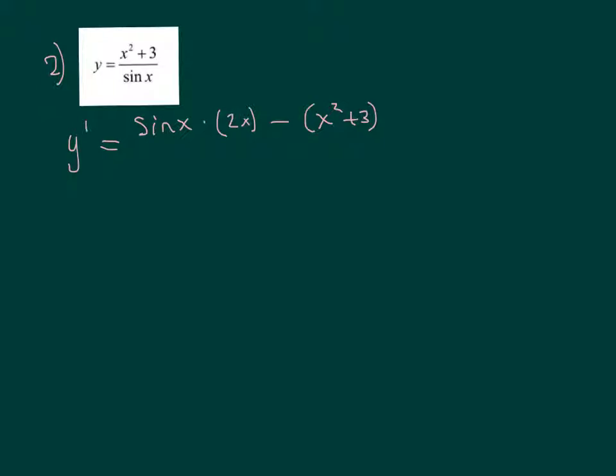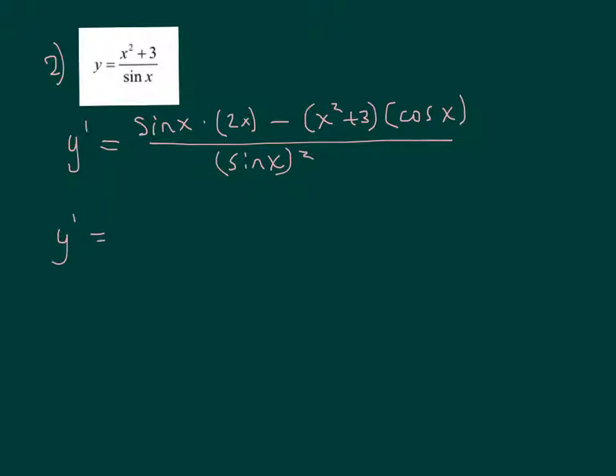So if you remember, the derivative of sine is cosine of x, all over sine of x squared. All right, so let's clean it up.